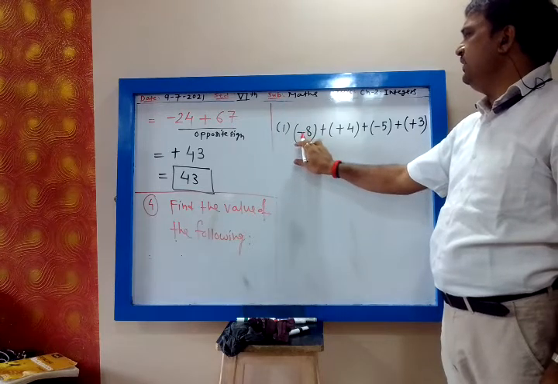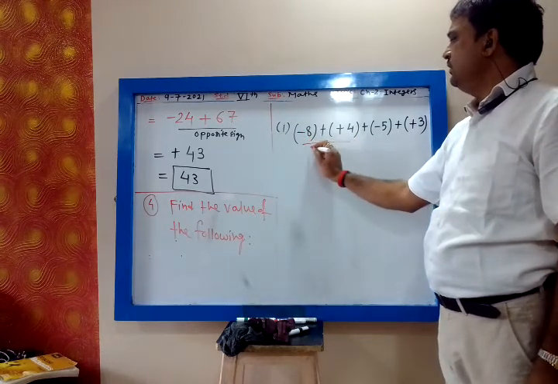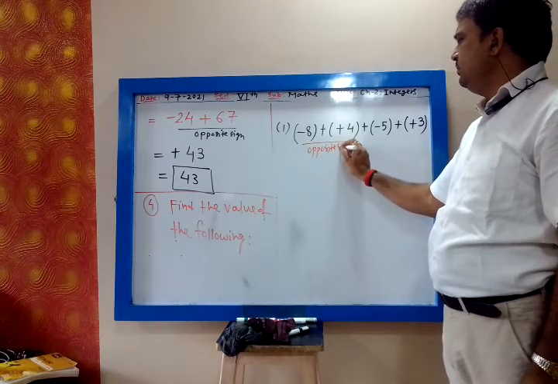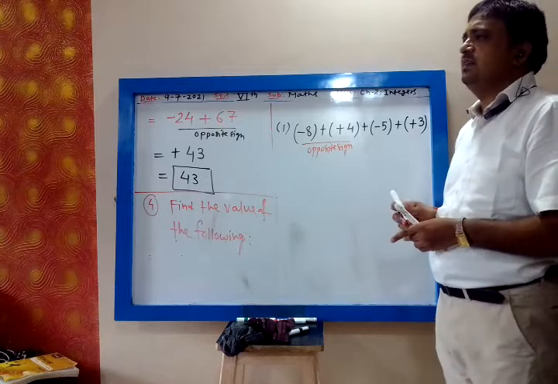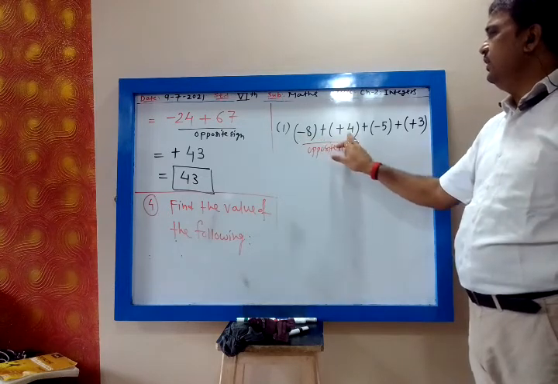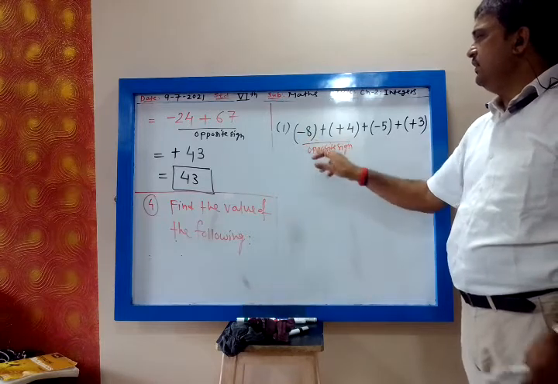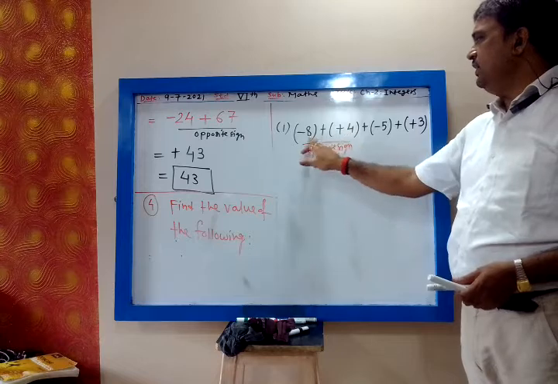Minus 8 has minus sign and 4 has plus sign. No, not number line. Do not make number line. Now we use the concept of addition and subtraction of integers without number line. 8 is having minus sign, 4 is having plus sign. So whenever they have opposite sign, you have to subtract smaller number from bigger number.